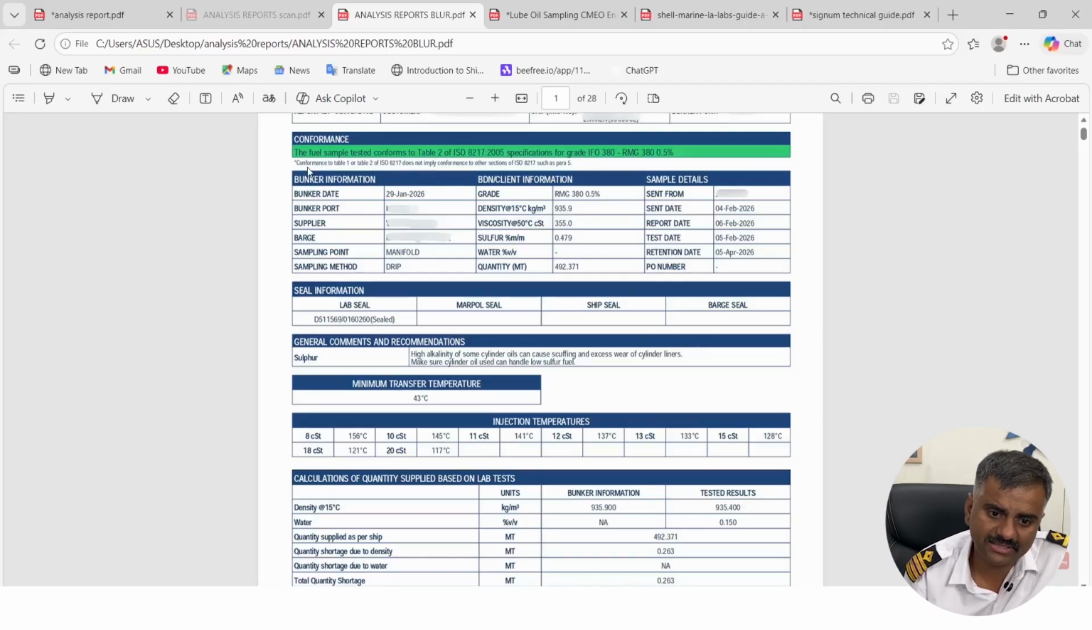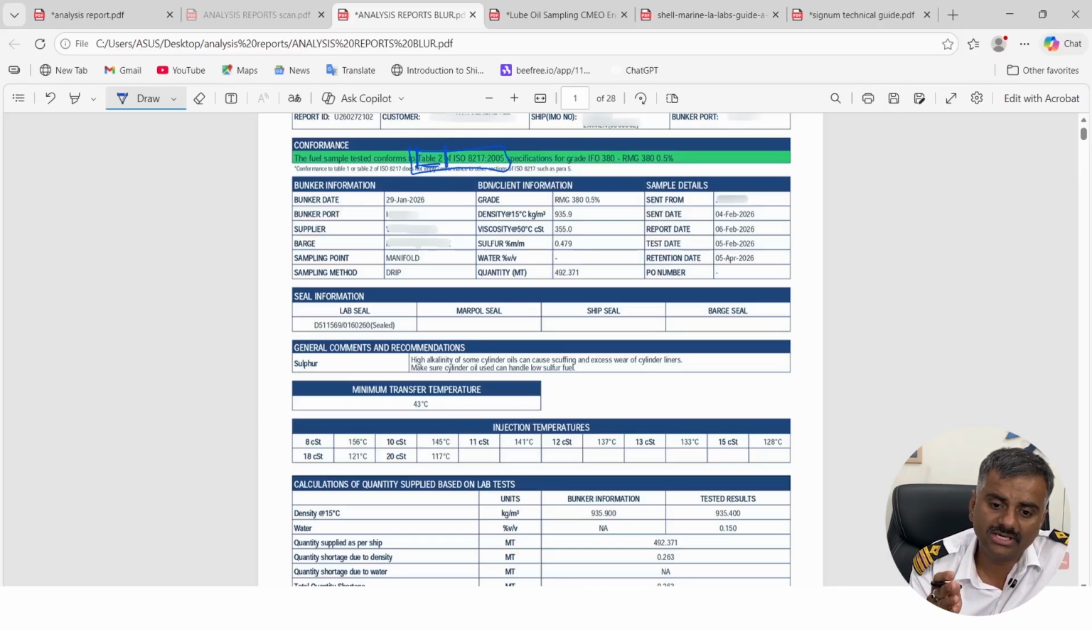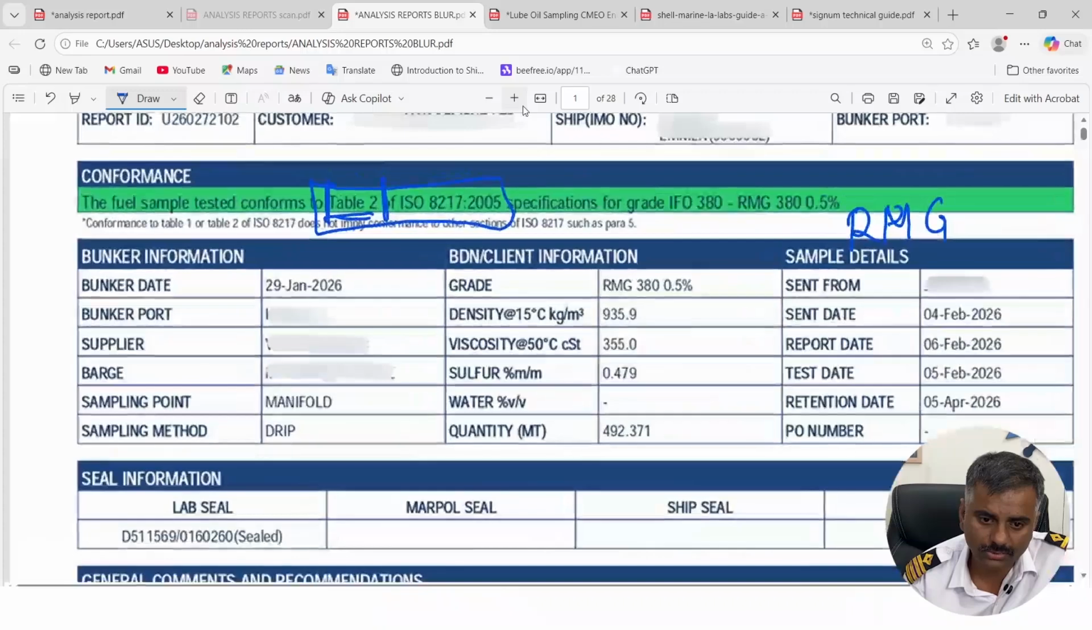First line you can see here directly, the sample is tested with respect to table 2 of the ISO 8217:2005. So what is table 2 here? Table 2 is the grade of residual. Basically ISO 8217 is your marine fuel grade standard as per the ISO specification.